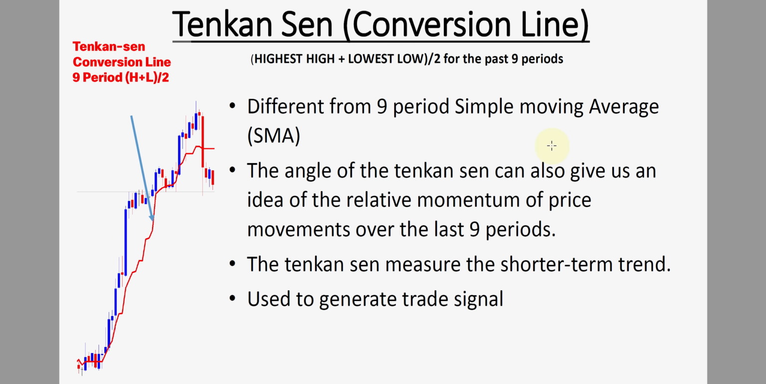So, Tenkan-sen. Tenkan-sen is the closest indicator to the price. Look at it as a 9 simple moving average, although it is not a simple moving average. It is calculated by taking the high plus the low divided by 2 over the last 9 periods. The angle is very crucial to how we use it, and it measures the short-term trend, and we use it to generate signals.